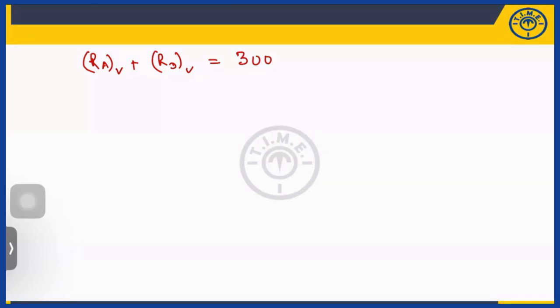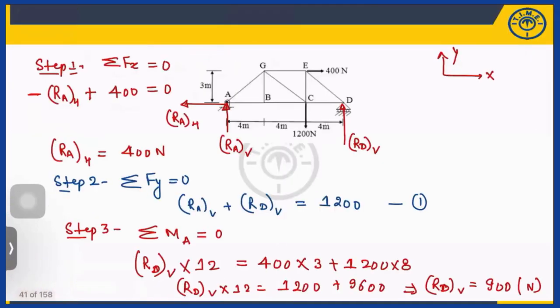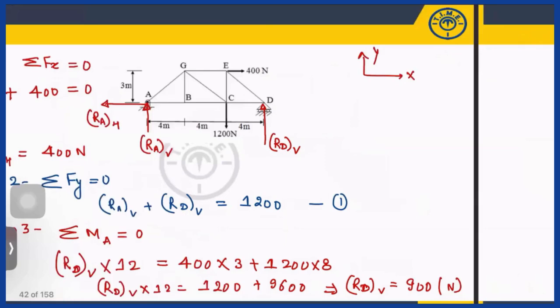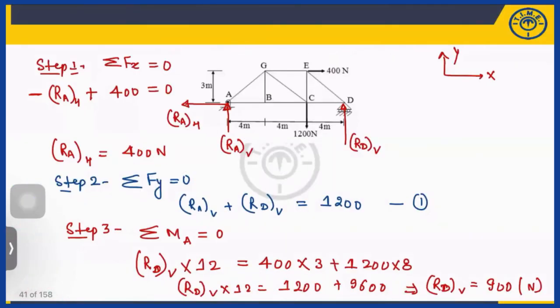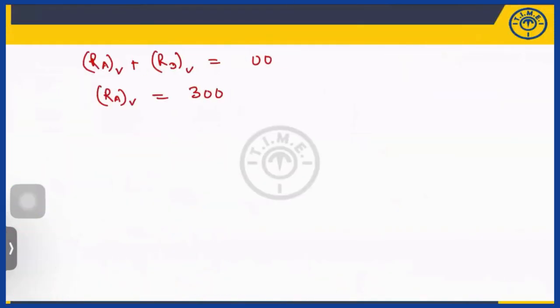This 100 means RAV value will be 300. This value will be 1200. This value is given as 1200 from the first equation. So RAV is nothing but 1200 minus 900, which is equal to 300. Okay, so you got the value of reaction at A in the vertical direction is 300.